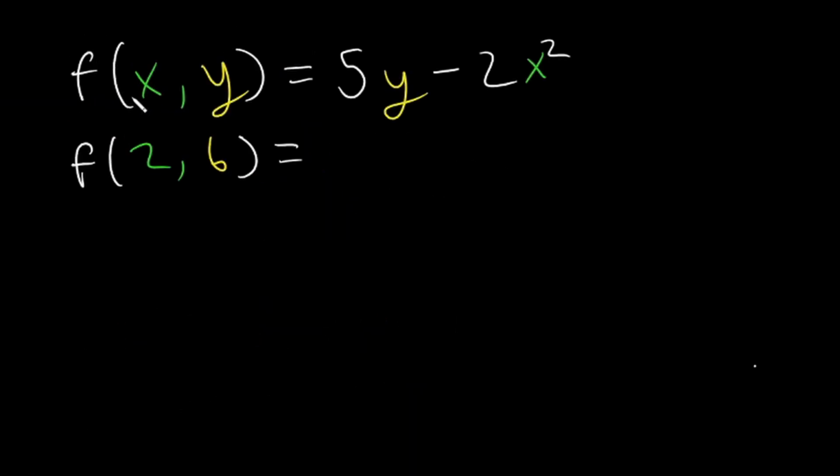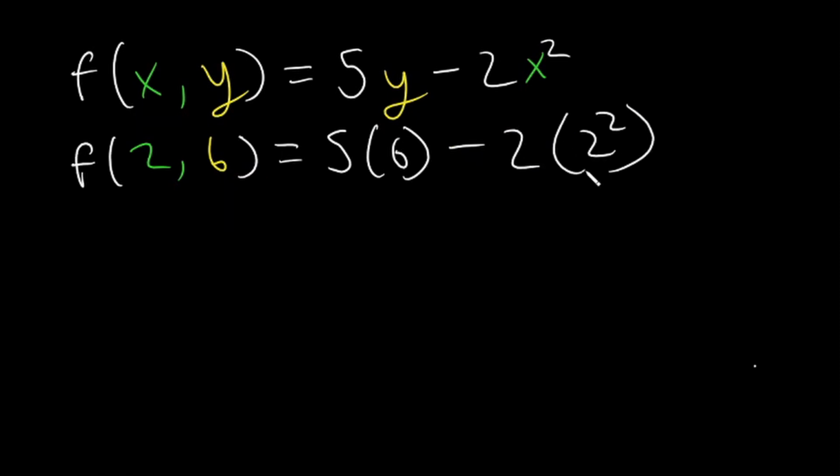You can also have functions with more than one variable. Here we have f of x comma y is equal to 5y minus 2x squared. So to evaluate f of 2 comma 6, we would just replace the y's with 6 and the x with 2. So we would have 5 times 6 minus 2 times 2 squared. So this would be 4 times negative 2, that would be negative 8, and this would be 30. 30 minus 8 is equal to 22.